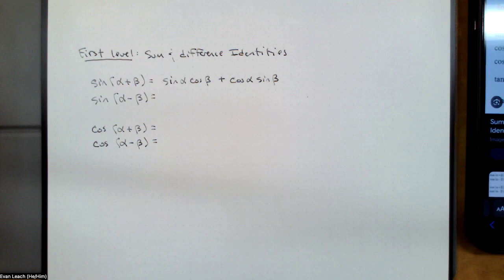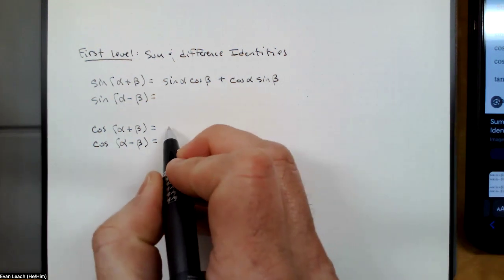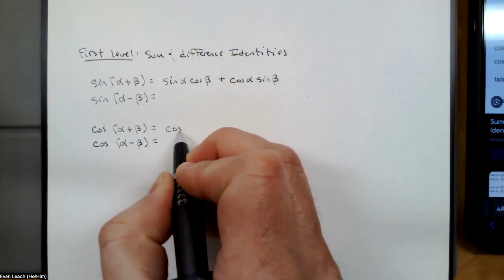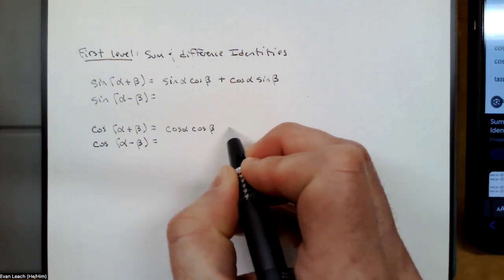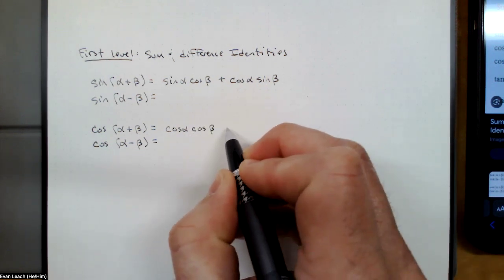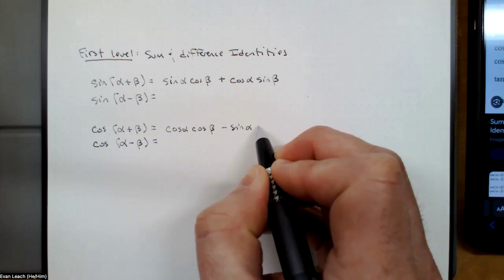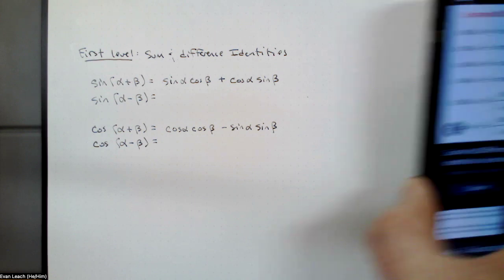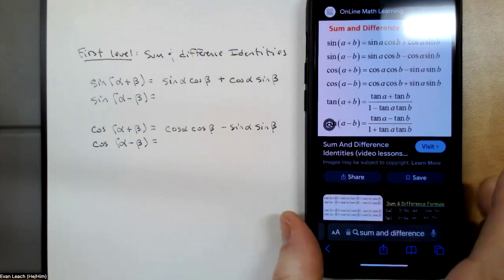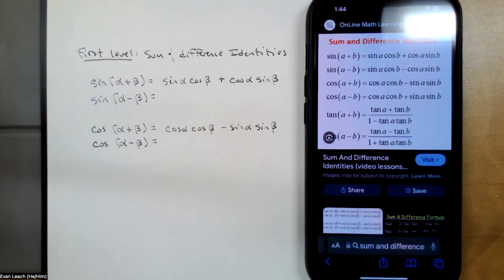So first thing that we notice is that sine is the mixed one and cosine has the same. Cosine, cosine, sine, sine. So that might be the first thing that we notice. Sine is sine, cosine, cosine, sine, kind of mixing it up. And cosine is cosine, cosine, sine, sine.